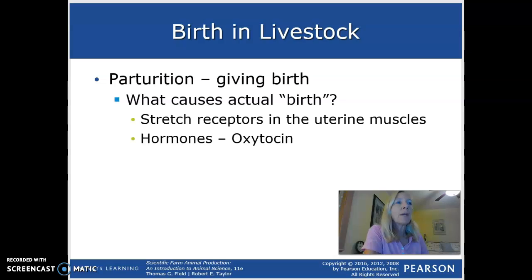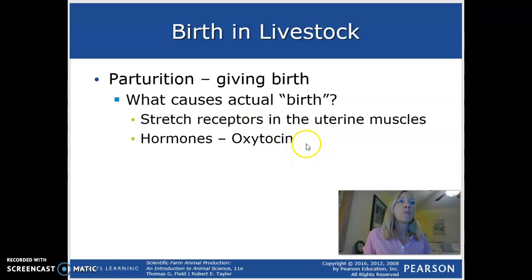And the process of giving birth in livestock and, I think, all mammals begins with uterine contractions, and the actual expulsion of the baby is caused by the stretch receptors in the uterine muscles. So the uterus grows bigger and bigger with the baby inside it, and finally those muscles reach their maximum, hopefully at the appropriate date, and those stretch receptors, which are like sensors in the muscle, send information to the body, which then produces the hormone oxytocin. And oxytocin is responsible for uterine contractions.